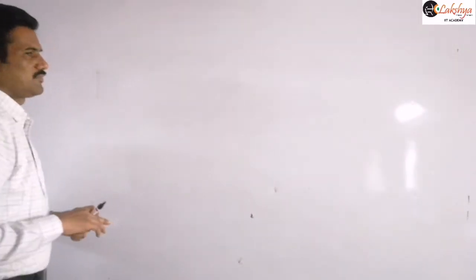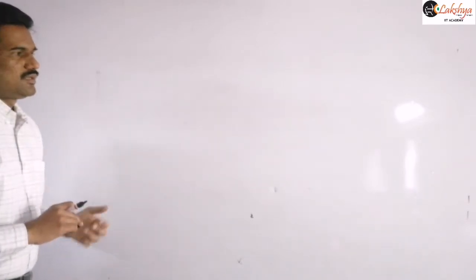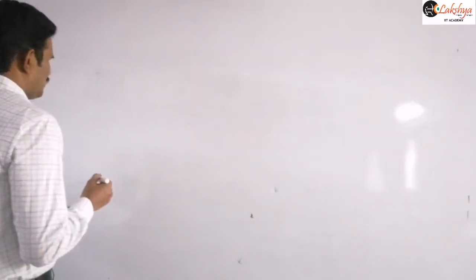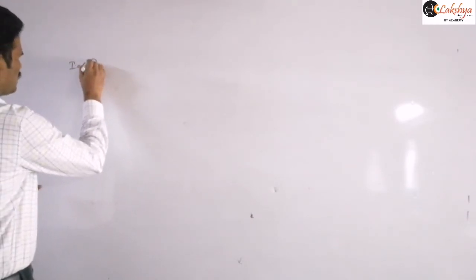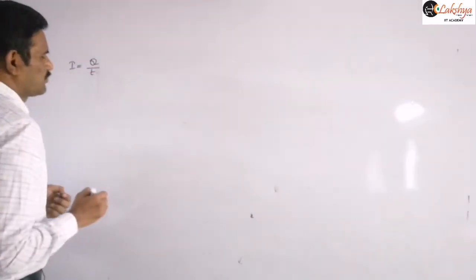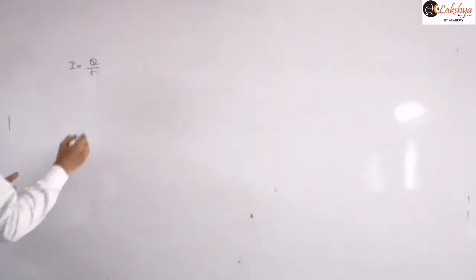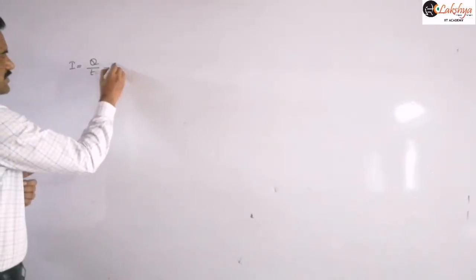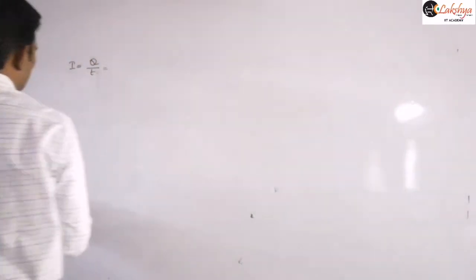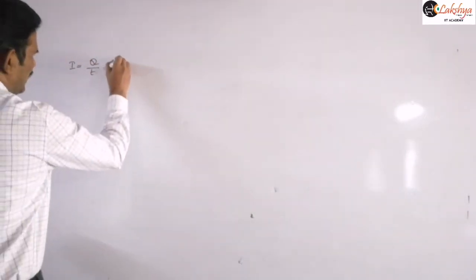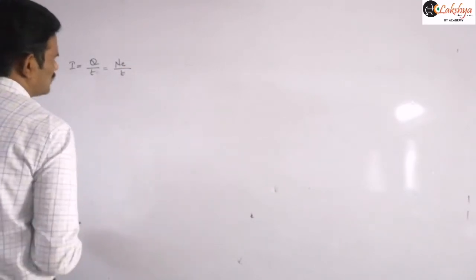And next, in case of current, we can define it like this. Suppose Q is the charge flowing through this in a time of t. So let us write this as the next point. Suppose n number of electrons are crossing the given cross section in the time interval t, then the current flowing through it we can write as n into e by t, right?